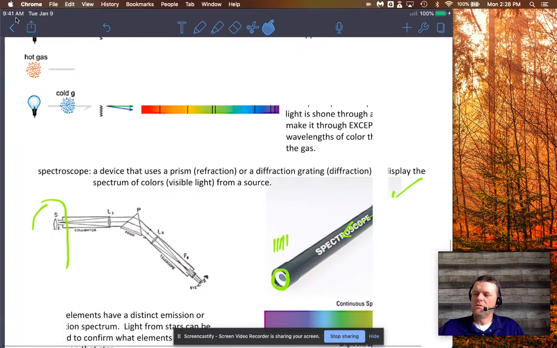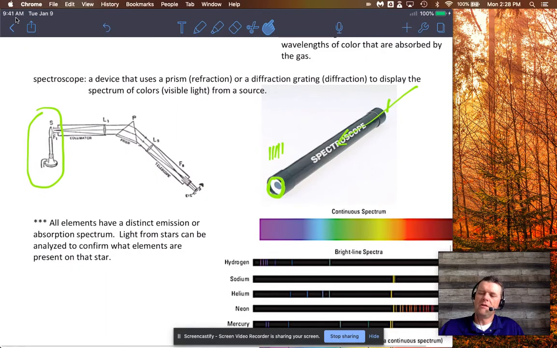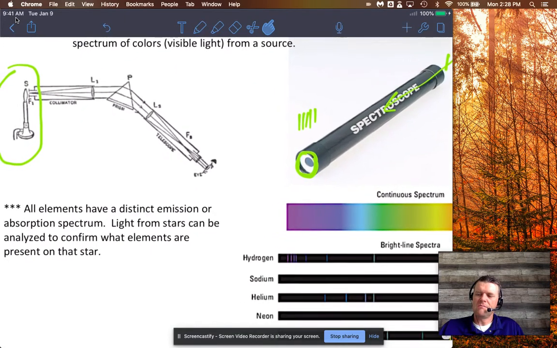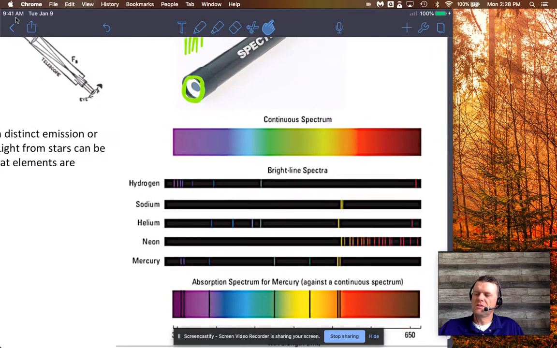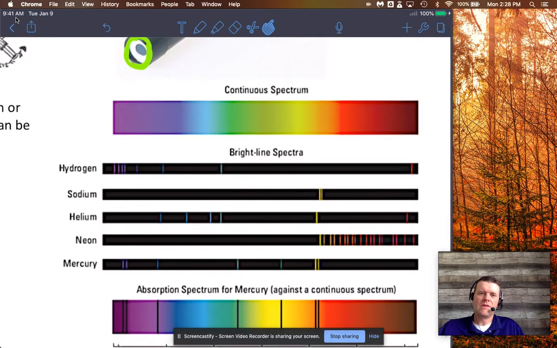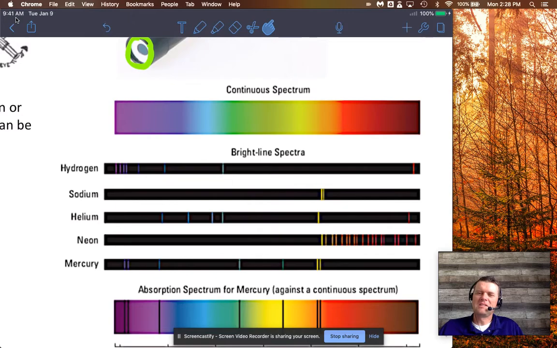To show you, oh yeah, I already emphasized that. All elements have a distinct emission or absorption spectrum. So you can see here the continuous spectrum. Here's just a number of elements. Hydrogen, it's so cool if you can actually see this. And there's ways we can do it.